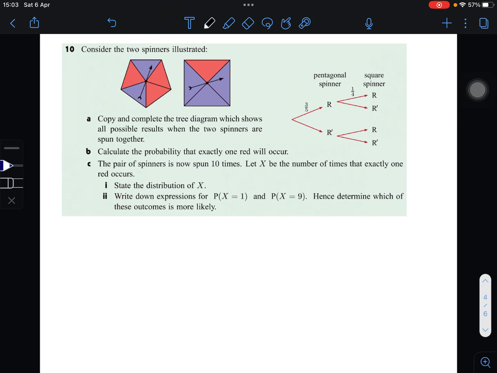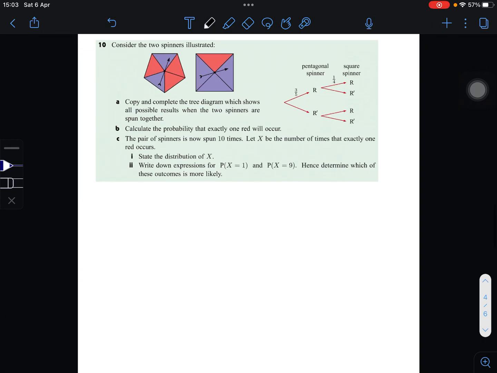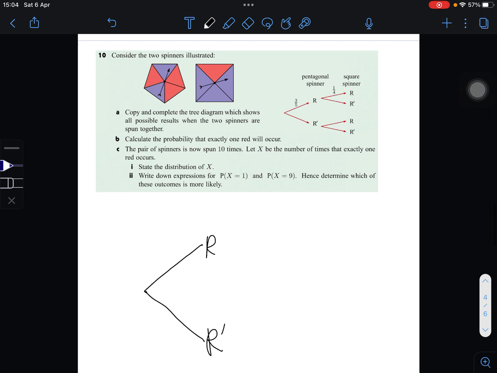Consider two spinners illustrated. Okay, they're made up of red and purple bits. Copy and complete the tree diagram, which shows all of that. I'm going to increase my font size now. Pentagon spinner, square spinner, all the possible results when two spinners are spun together. So they've just defined it as red and not red. Let's do the same. Red, not red. The little line means not red. And then it was my pentagon, and then my square spinner.